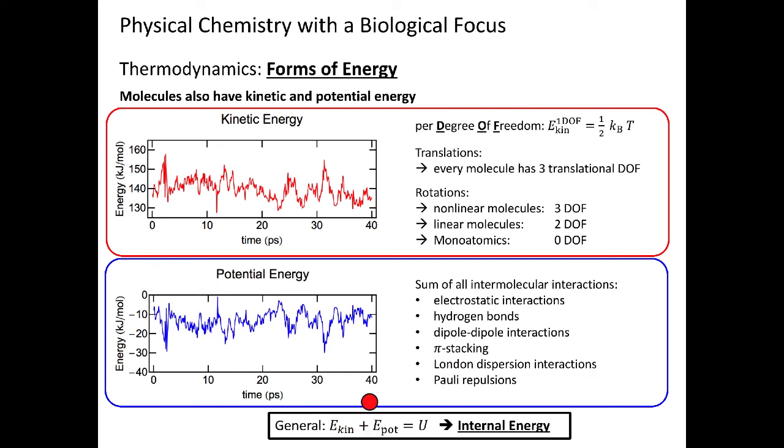And as mentioned before, the kinetic energy and potential energy, this is what we call the internal energy. In this case, this has to be constant because this is an isolated system. This is the important part. In an isolated system, the internal energy is constant. This is something that we'll talk about more and more and more.